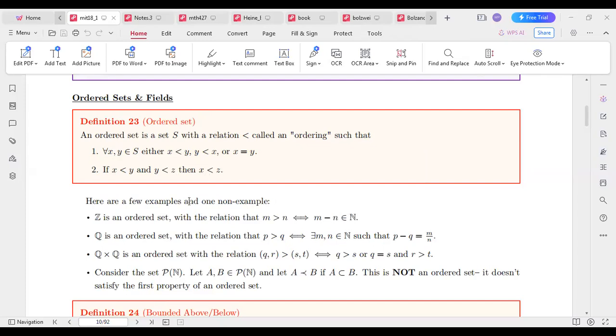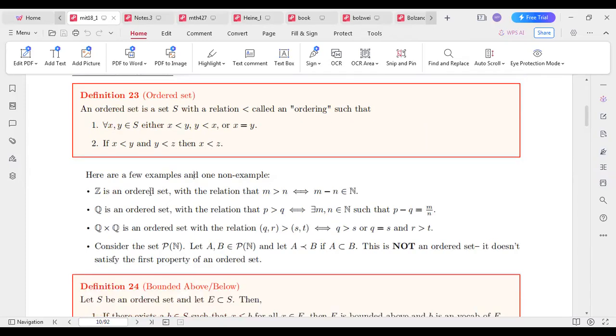Here are a few examples and one non-example. The integers Z form an ordered set with the relation m greater than n if and only if m minus n also belongs to the natural numbers N. Q, the rational numbers, is an ordered set with the relation p greater than q if and only if there exist m, n belonging to the natural numbers such that p minus q equals m by n.